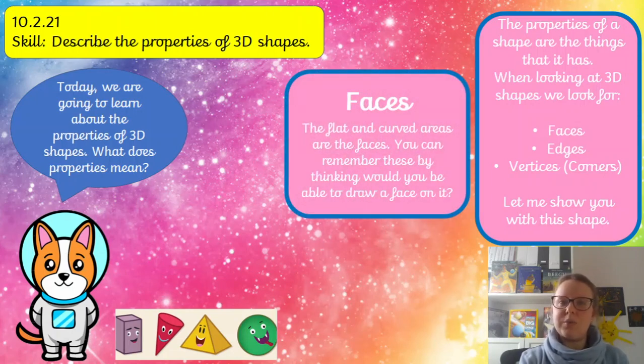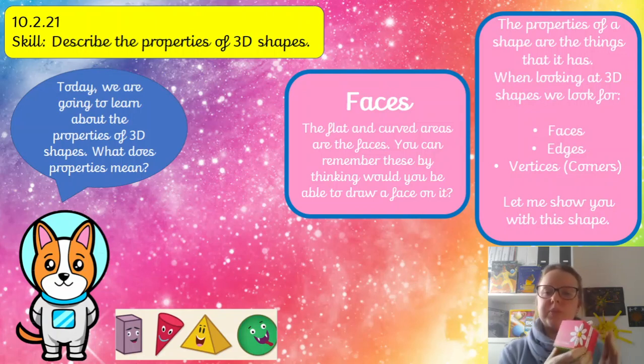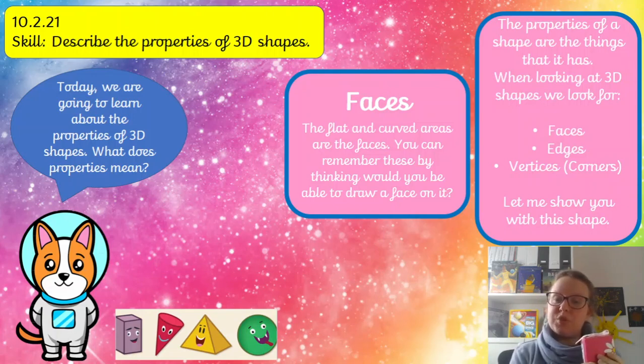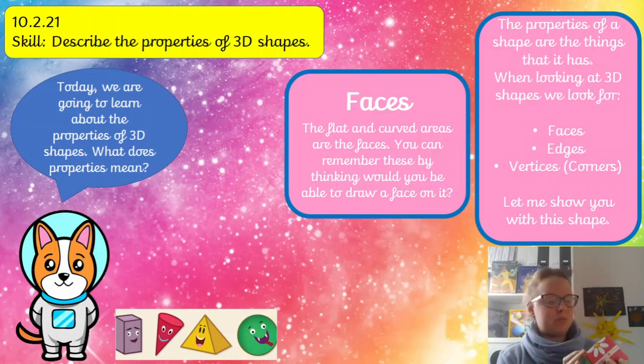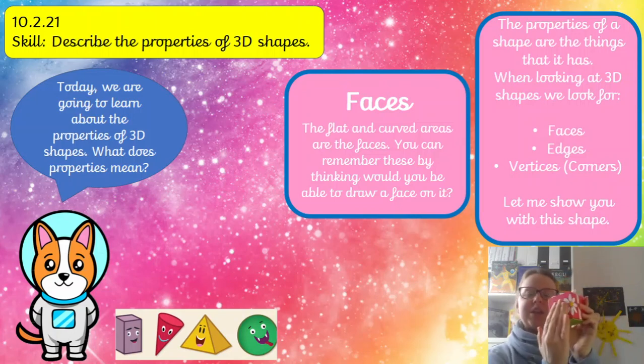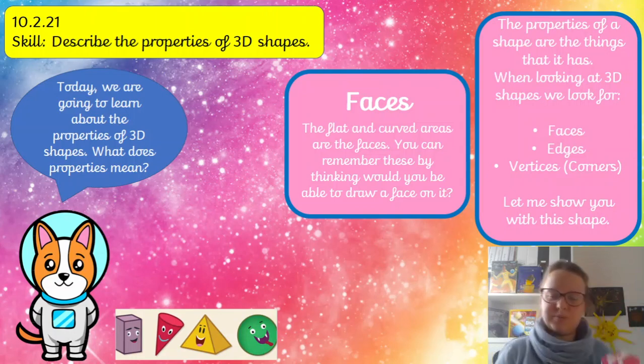So I've got my selection of 3D objects that I found around my house. I'm going to show you with my cube. The faces are the flat and curved areas. You can remember these by thinking of, would you be able to draw a face on it? So here is a face of my cube, here is a face, here is a face, here is a face.